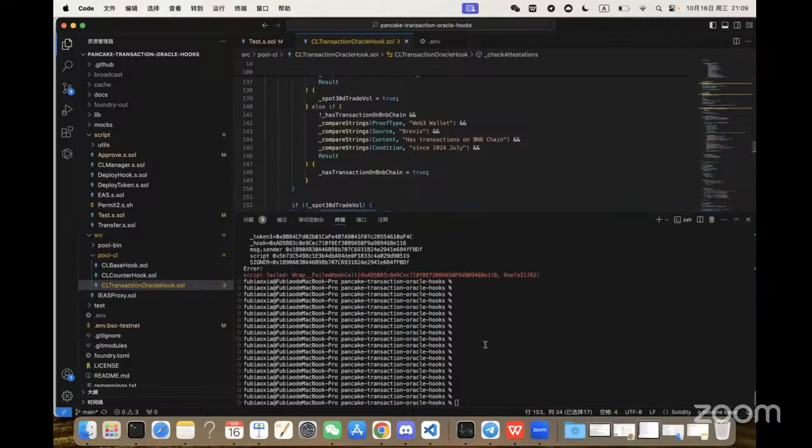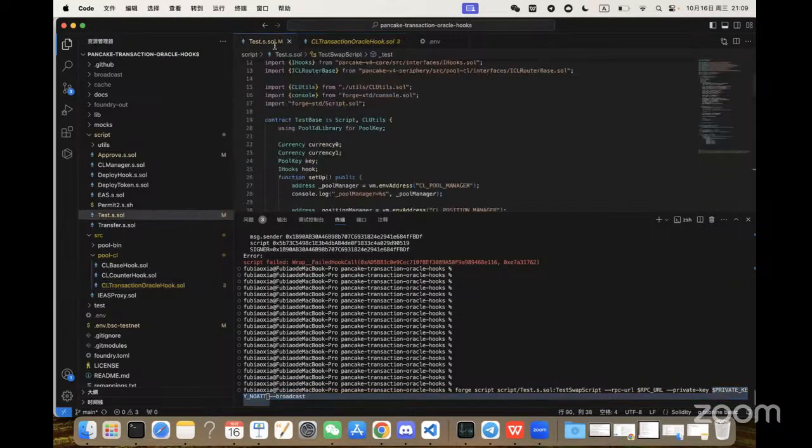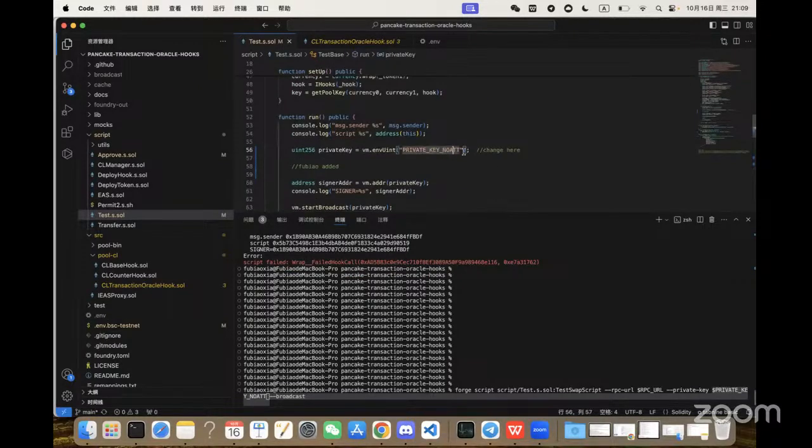Now let's switch to the hook contract here. First I test with a wallet address with a private key that has no attestation, and I simply edit the code here. So this is for wallet B. Remember, the owner of this private key doesn't have any attestation, and let's see what happened.